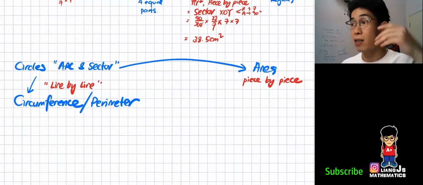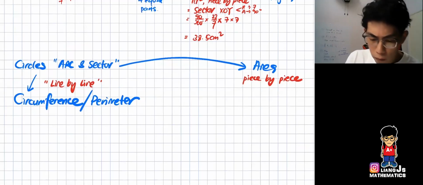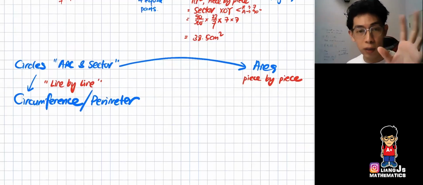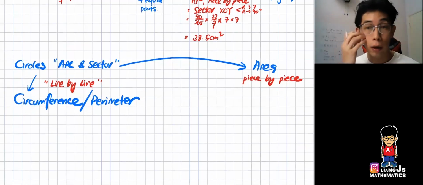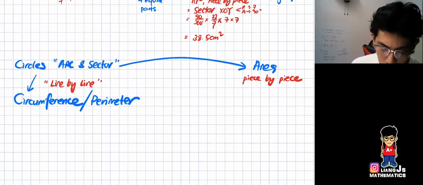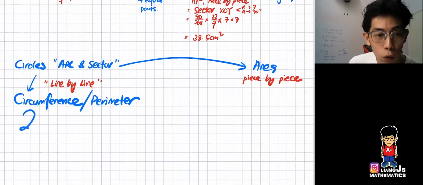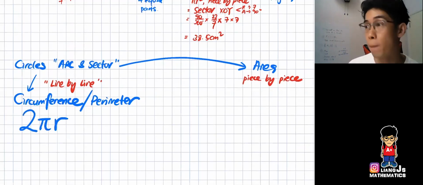That's just a quick intro on what's the meaning of line by line and piece by piece. Angela, in a while I'll come back to that. Now, first part, I said that there will be two parts. One is circumference and the other one is area, right? Now I'll write it down. Area, circumference, your formula will be 2 pi r.